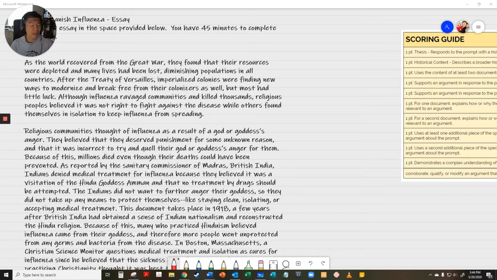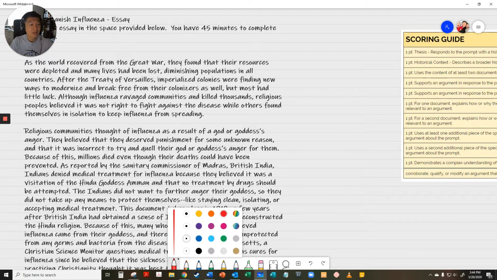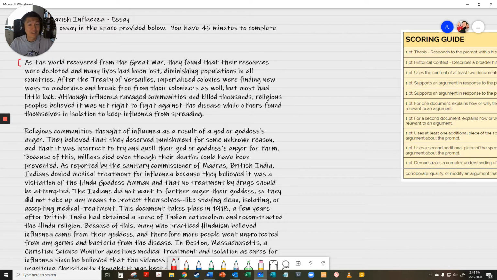So the first point we look at is the context point, and the author here writes about a particular context point, starting here and ending right here. Okay, so a few things. One, I see key terms like Great War and what it resulted in: loss of many lives and diminishing populations. And then you have the Treaty of Versailles, and not only that, but colonies trying to break free. These two don't connect all that well.